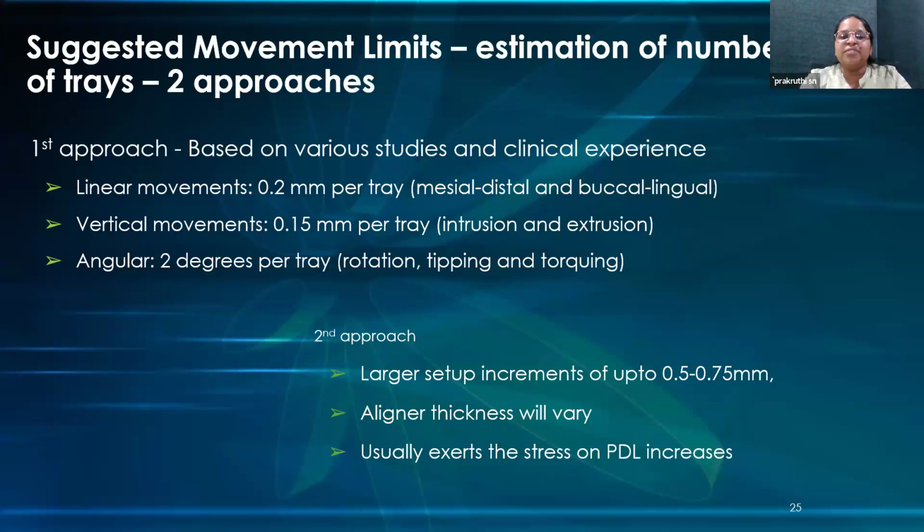The most severely maloccluded teeth will determine the number of trays. How many of you will agree with me? The most maloccluded individual teeth will determine the number of trays that are required for a case. Is it so, or is it the common malocclusion?